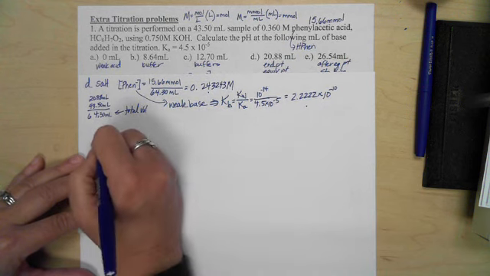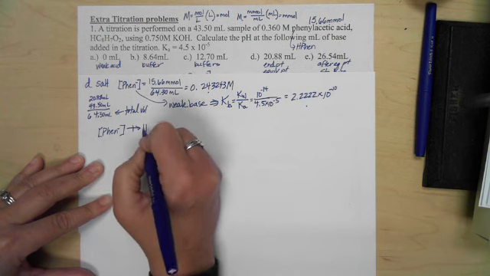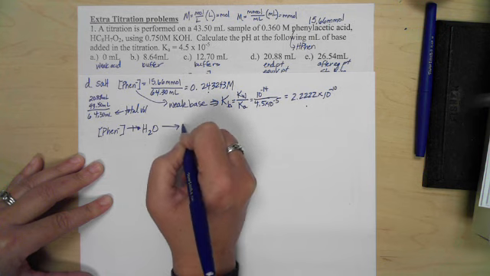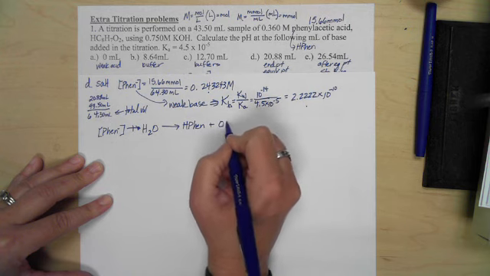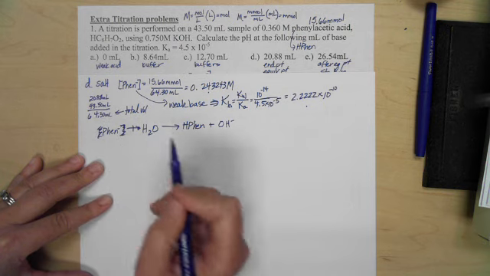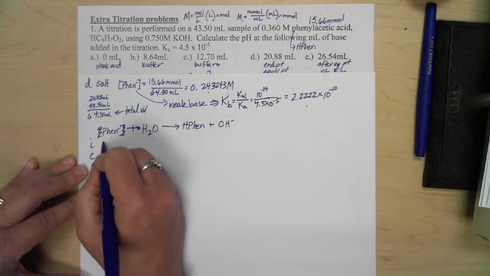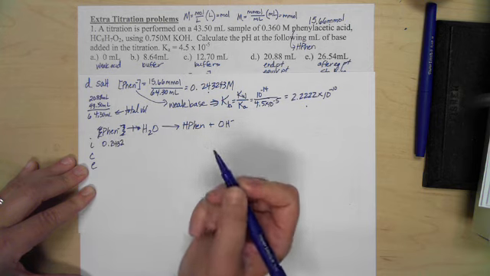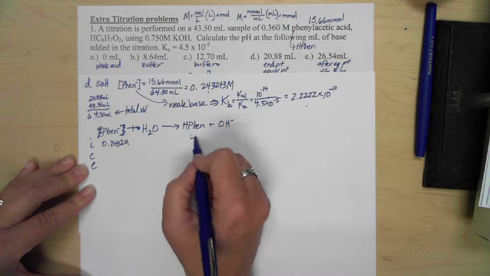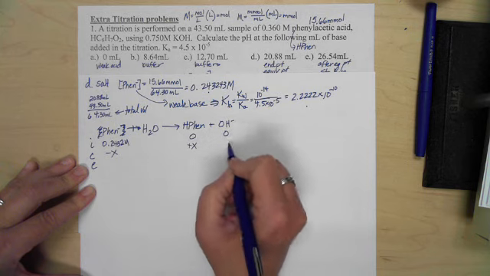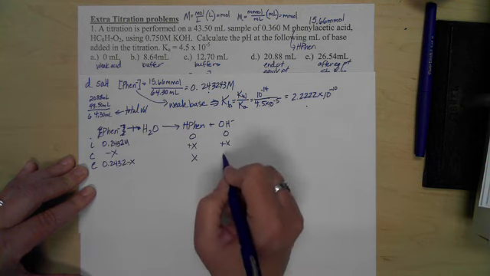So, simple equation. But this time, it's an equilibrium. Because it's a base, I have to add water to produce HPhen and OH minus. We do need concentration, but here's our ICE table. Our initial concentration is 0.2432. We're going to move to 4 significant digits. Water is pretty much pure solution, so it drops out. We have 0 and 0, minus x, plus x, plus x. So it's 0.2432 minus x, x, and x.